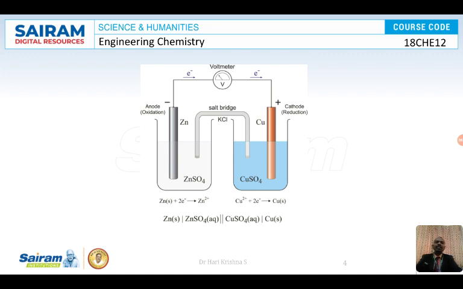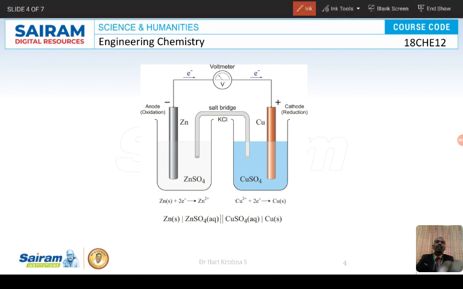When zinc is dipped in zinc sulfate solution, at zinc, oxidation occurs. Zinc undergoes oxidation to liberate 2 electrons, giving you Zn2+ and 2 electrons.